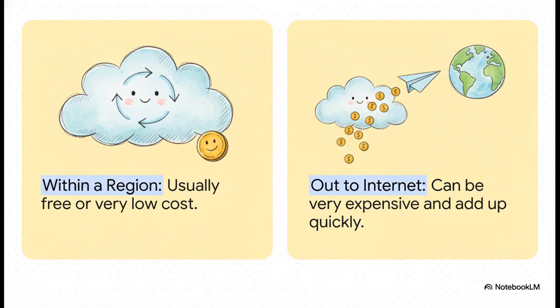Now, this is absolutely crucial to understand. If you're moving data around inside the same cloud region, it's usually super cheap, sometimes even free. But the moment you send data out from the cloud to the public internet, whoa, the price skyrockets. This is a classic gotcha, where a single app can accidentally run up a massive bill just by sending too much data out, and you won't even know it until that invoice hits your desk.